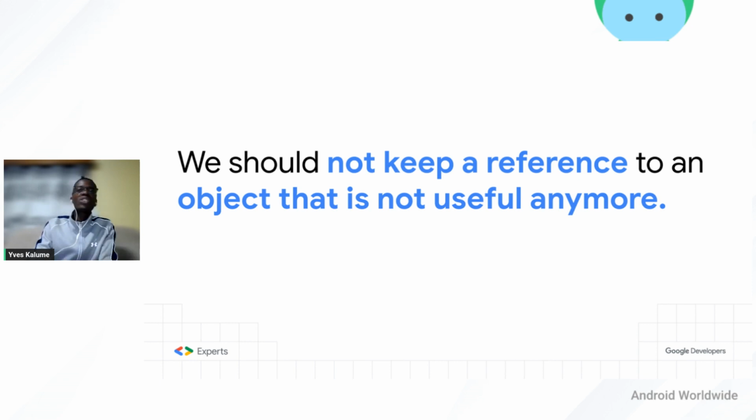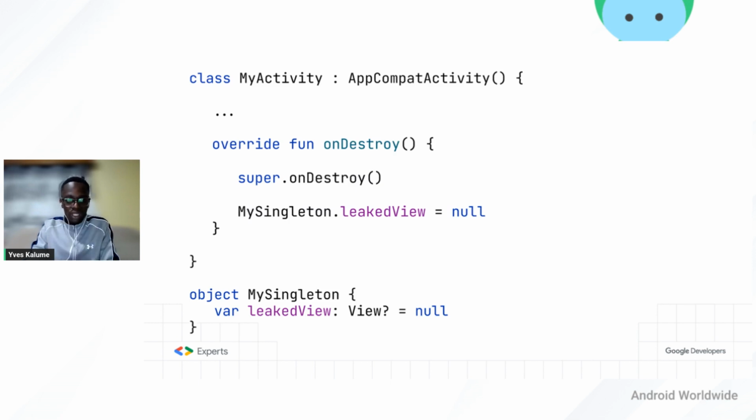One of the most important rules is that we should never keep a reference to an object that is not useful anymore in our program. To solve this problem, when the onDestroy method is called on our activity, we should clear the reference to this activity from the singleton. You can just pass the null value to the reference of the activity on the singleton.